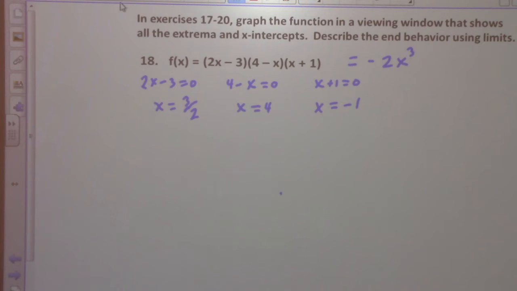So now we have these zeros here. It's a little better. X, Y. So we have 3 over 2, we have 4, and we have negative 1. And so we're coming, we know odd negative.